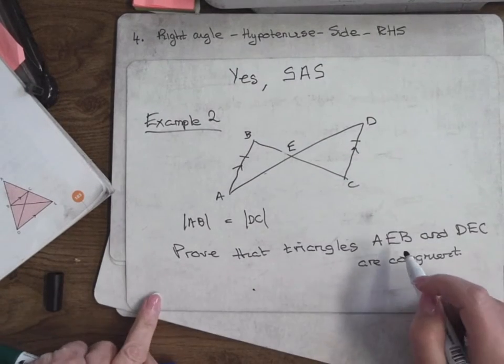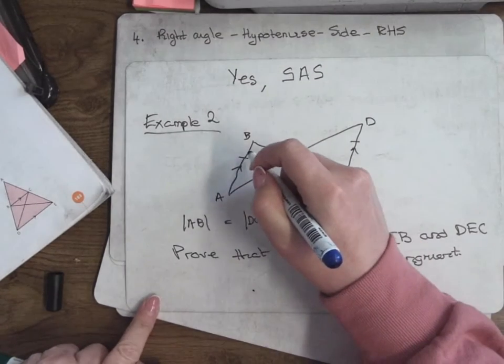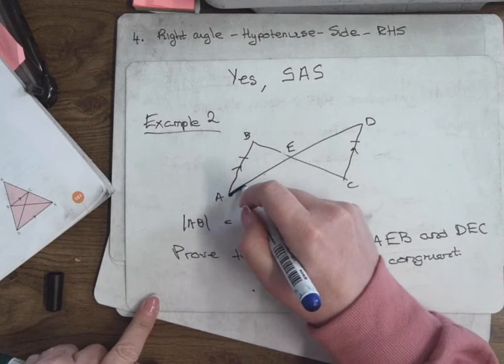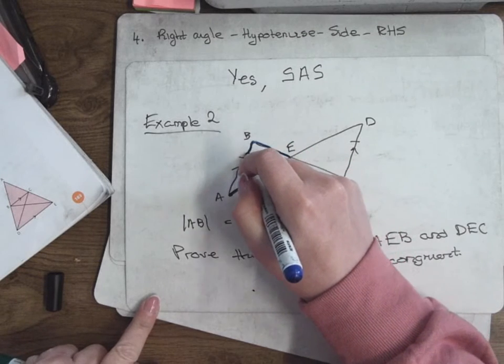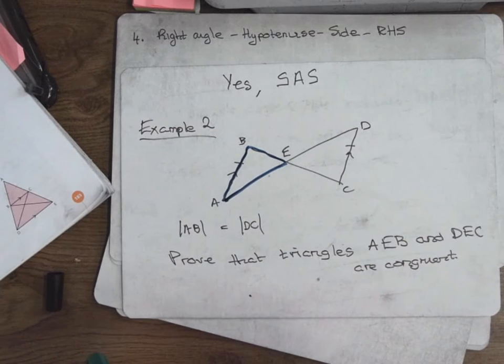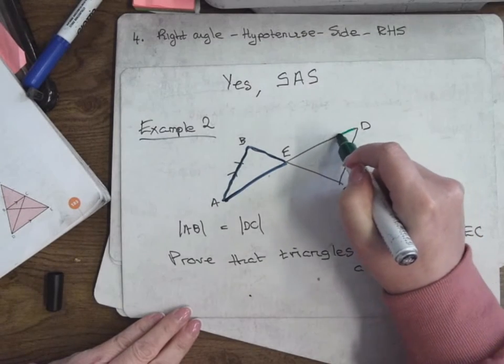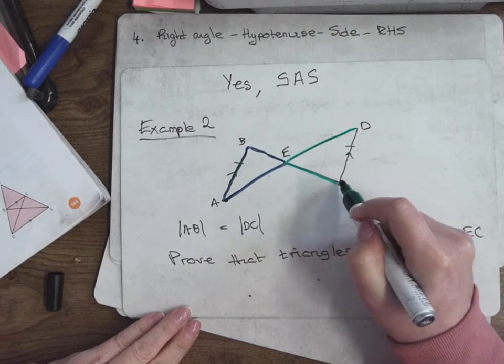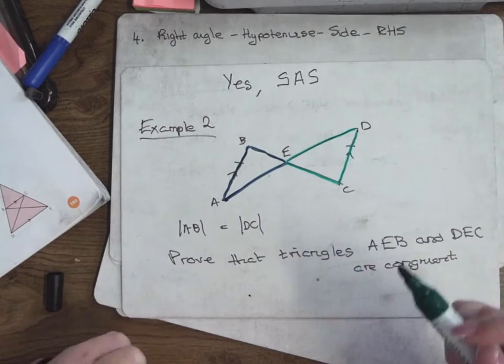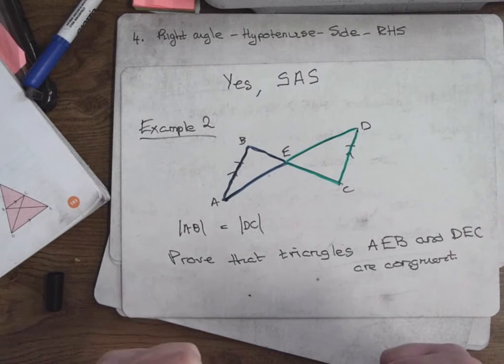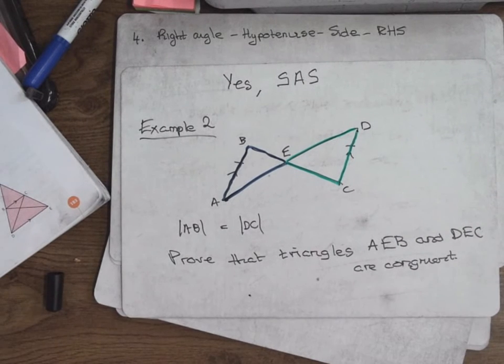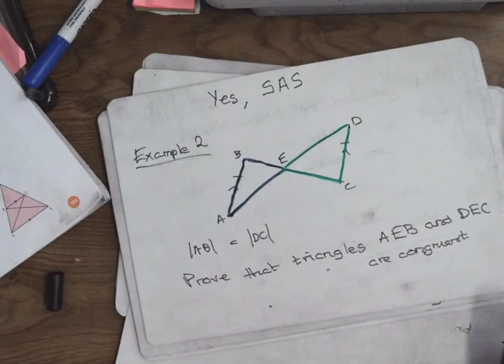So I'm just going to draw a blue outline around triangle AEB. So it's A to E to B and back to the start. That's the blue triangle, right? And I'm trying to prove that it is exactly the same, congruent to triangle DEC, so D to E to C and back to the start, the green triangle. So I'm trying to prove that the blue triangle is the exact same as the green triangle.